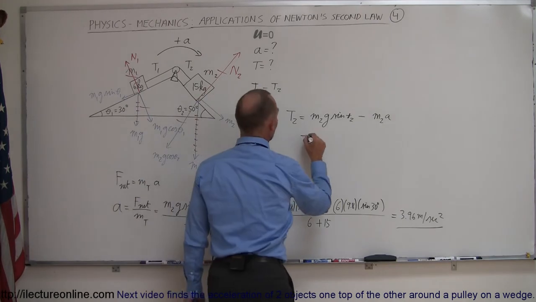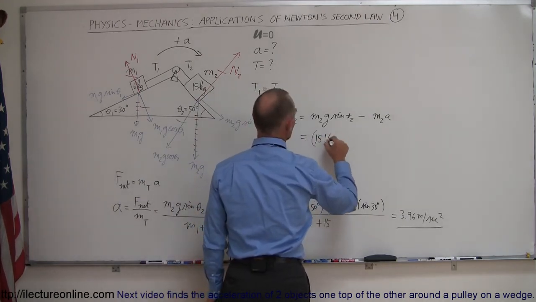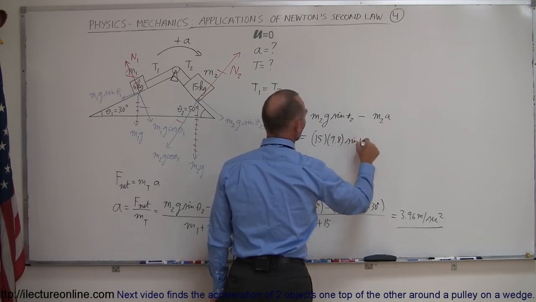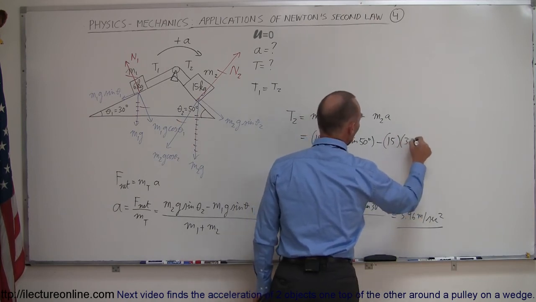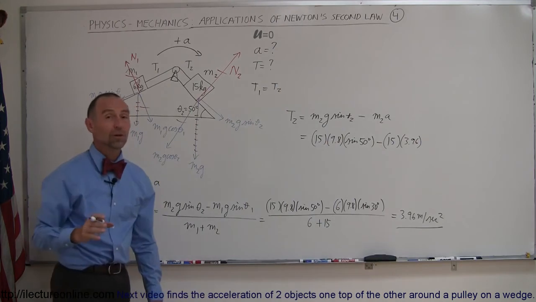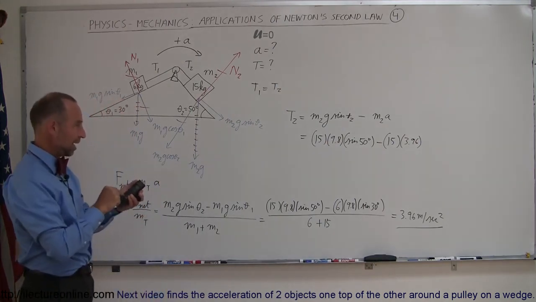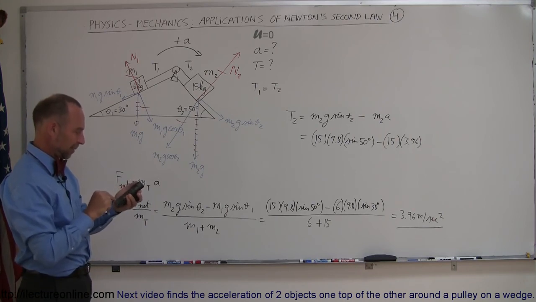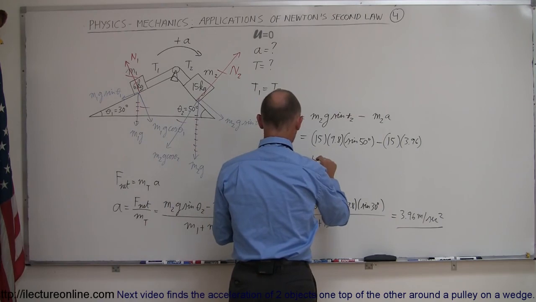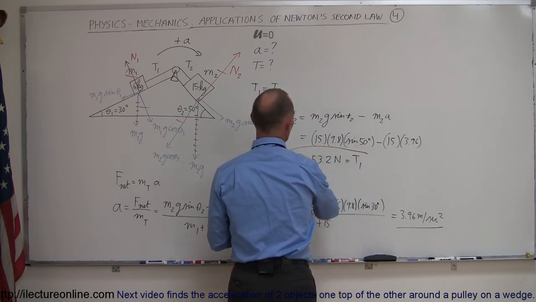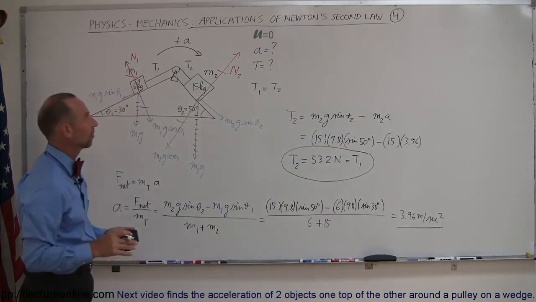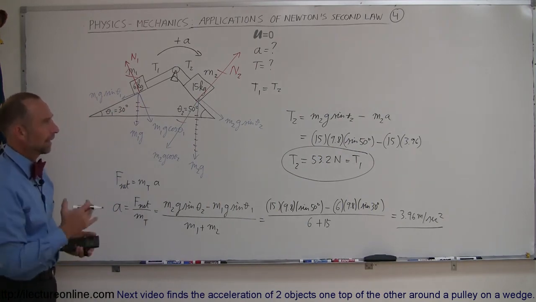Now we plug in the numbers. m2 is 15, g is 9.8, sine of 50 degrees, minus m2, which is 15, times acceleration of 3.96. And again, units would be, of course, newtons in this case. 15 times 9.8 times the sine of 50 minus 15 times 3.96 equals, that's better. So the tension in the string would be 53.2 newtons. And of course, that would also be the same for tension 1, since it's a single string with a massless, frictionless pulley in between. And that's how you do a problem like that.